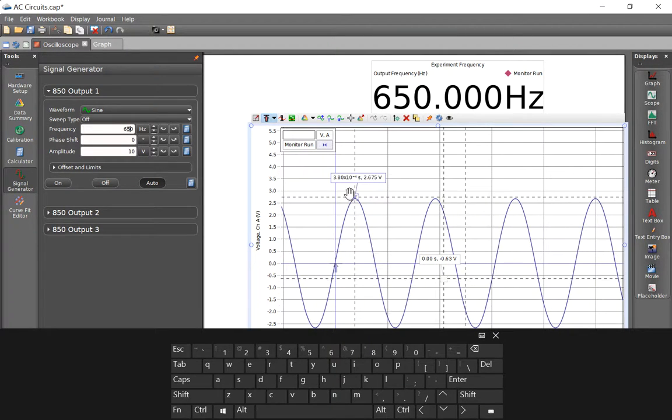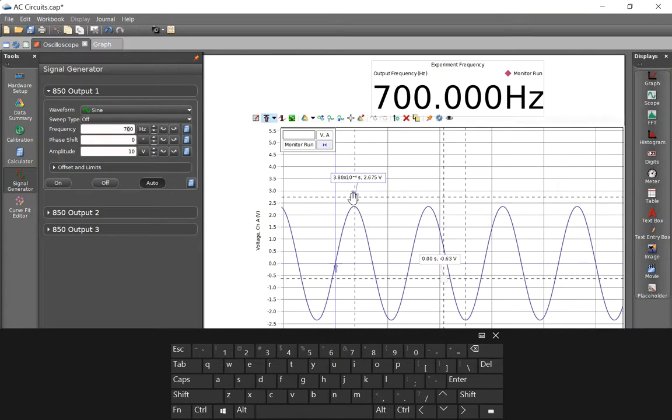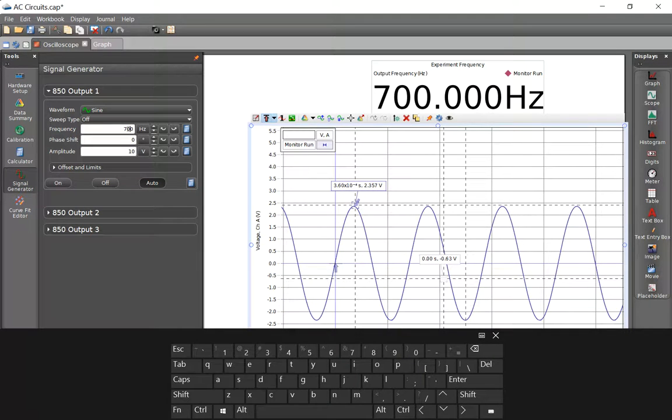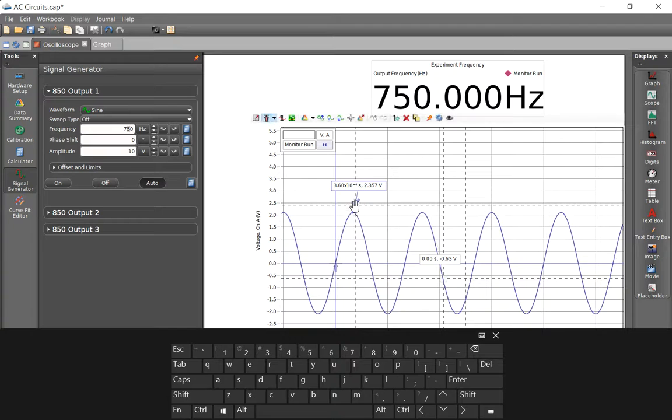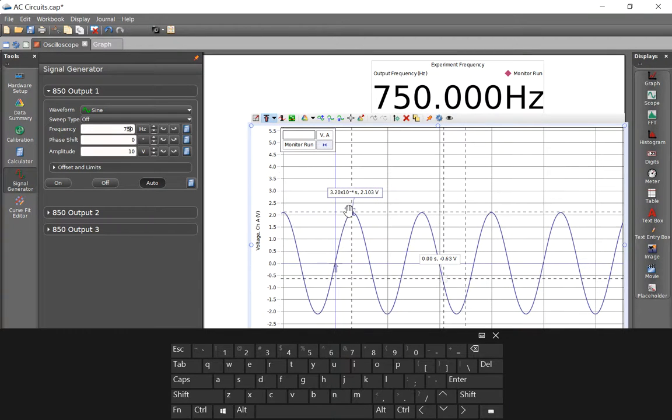At 650, it is 2.68. At 700, 2.36. And 750 is 2.11. Now, where was our peak? 500. Okay, around 500. So I'm going to go back to 500.